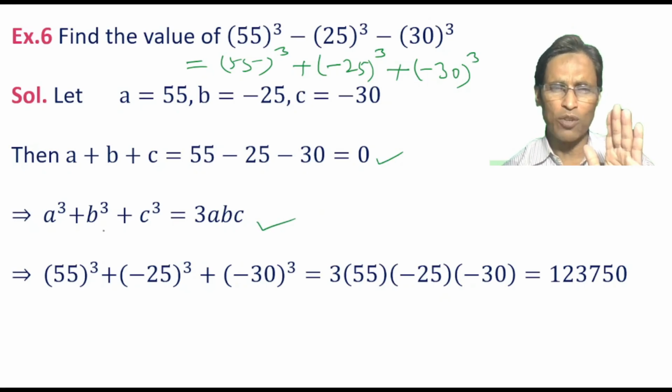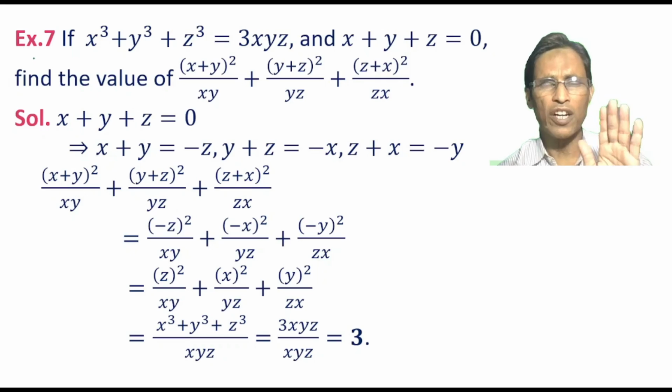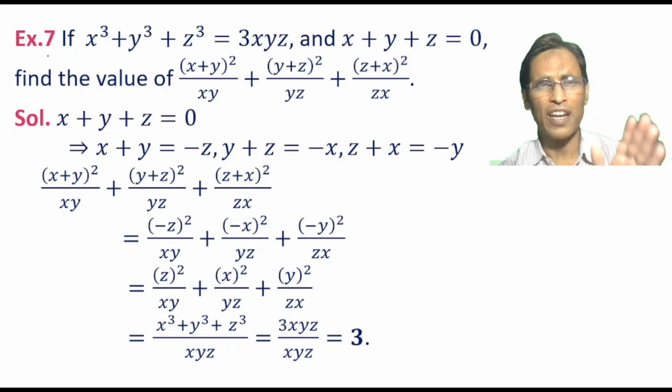and so a को रिप्लेस कर दिया जाए 55 से, b को रिप्लेस कर दिया जाए -25 से, और c को रिप्लेस कर दिया जाए -30 से, जिसे हमने यूं ही एज्यूम किया था. देन वी गेट द रिजल्ट in RHS 3 times 55 into -25 into -30. After simplification, we get the result 1,23,750.